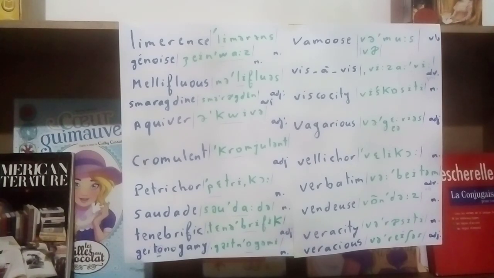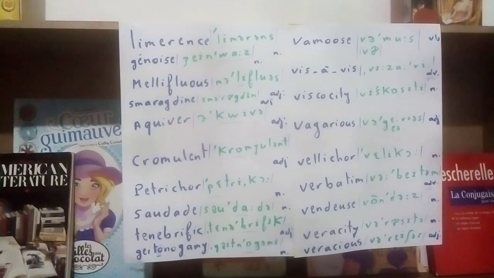Let's see the sounds distribution of these words. Limerence, the first word, a three-syllable word. The first syllable li should have the stress. That's limerence. The second word, genoise, a two-syllable word. The second syllable noise should have the stress. We say genoise.